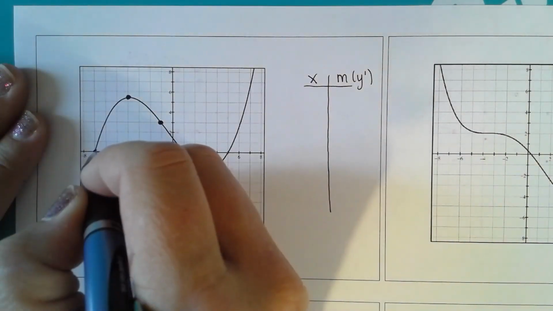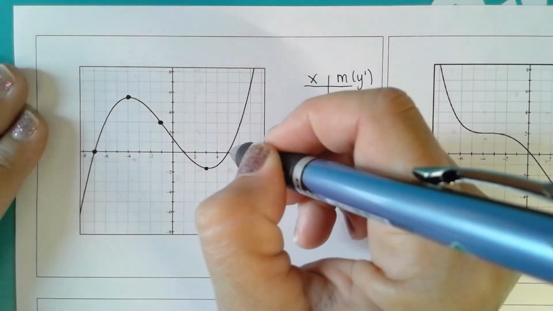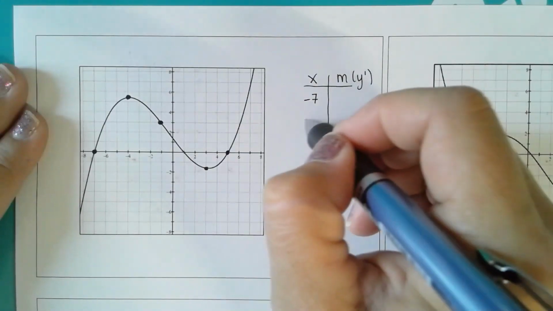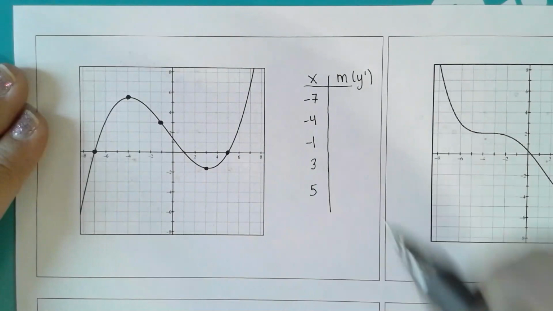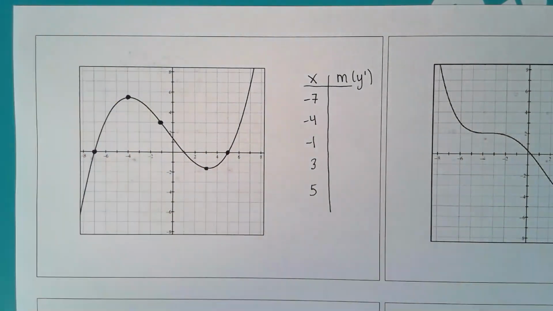I kind of like the x-intercept. It's a nice integer, -7, 0, and maybe also 5. So I'm going to do -7, -4, -1, 3, and 5. You could pick different x values. That is completely up to you. All right, so here I go.